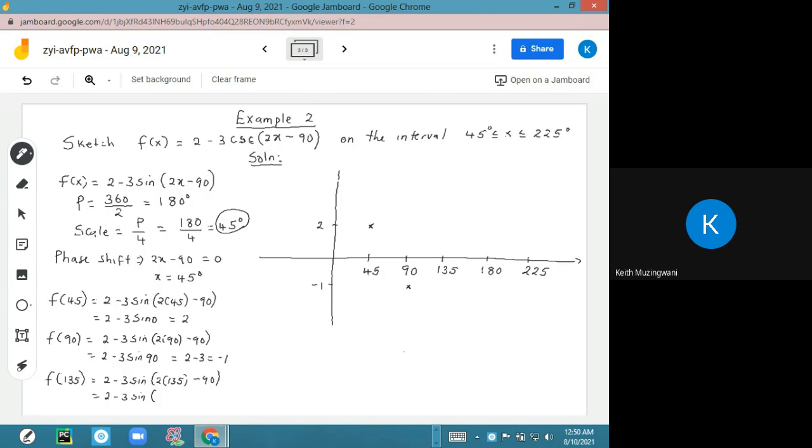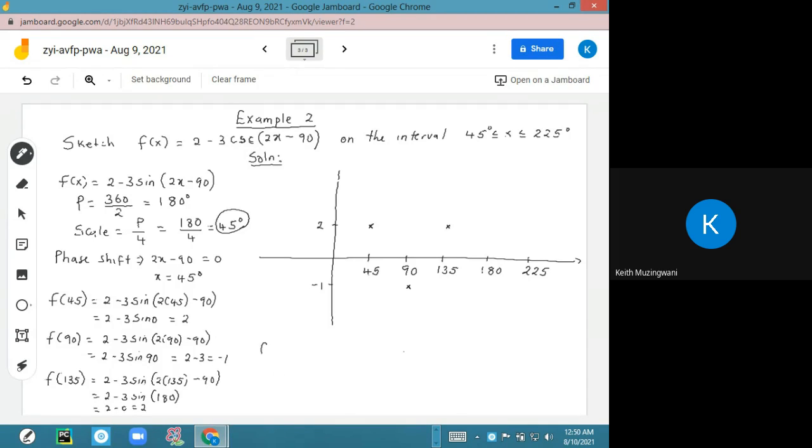So what is 2 by 135? This is 270. 270 minus 90, we get 180. And 180 gives us 0 for sine. So we have 2 minus 0, which is 2. We go back to 2.